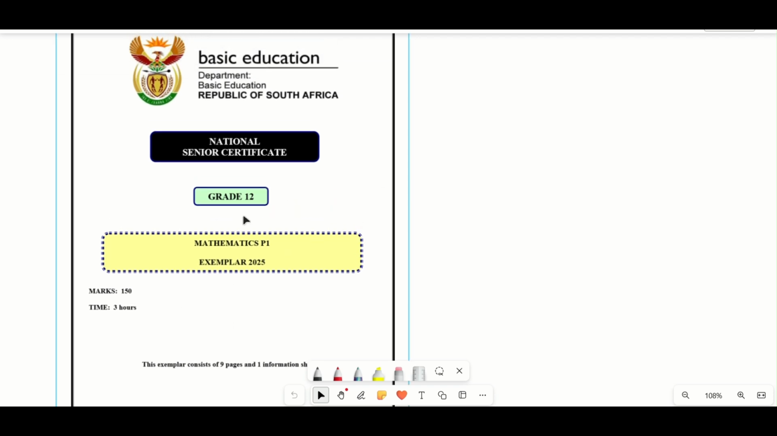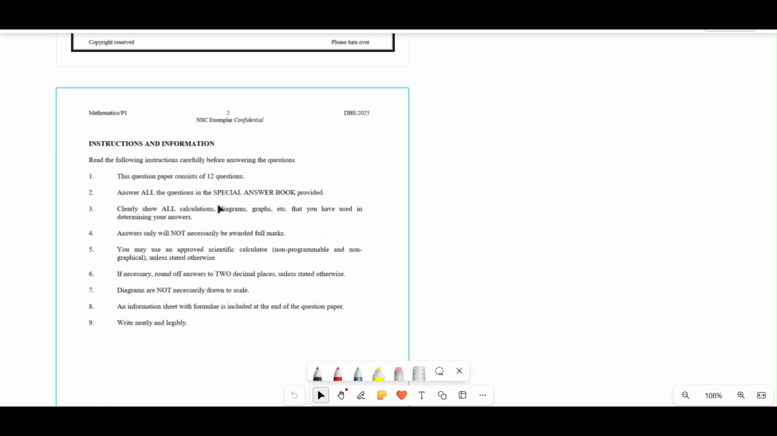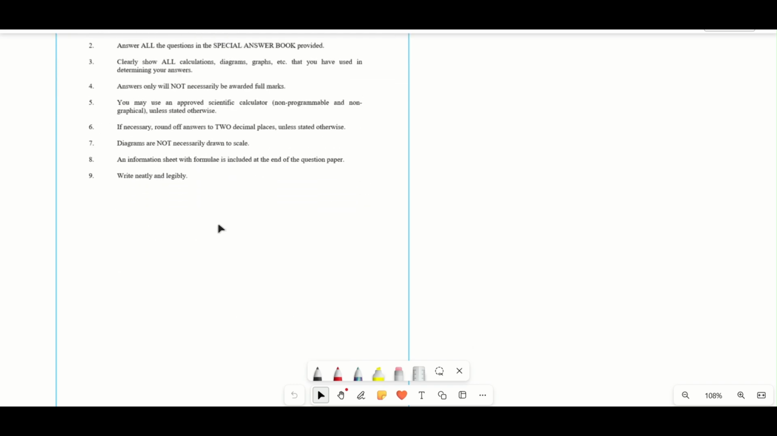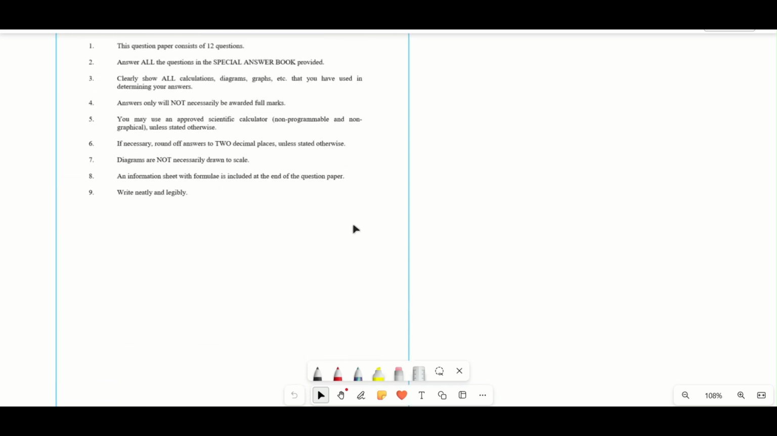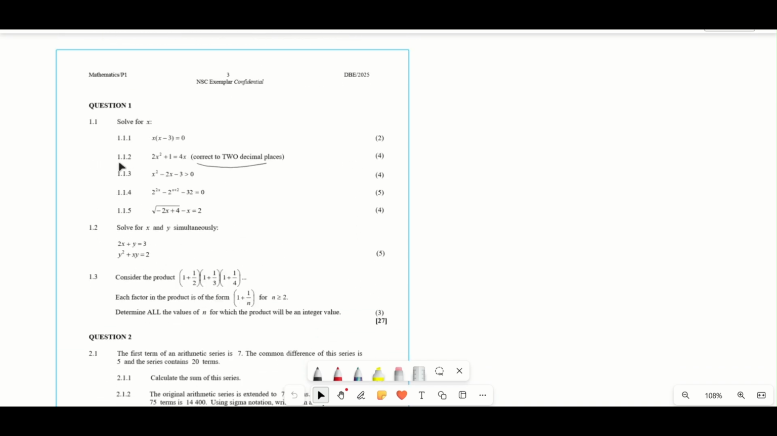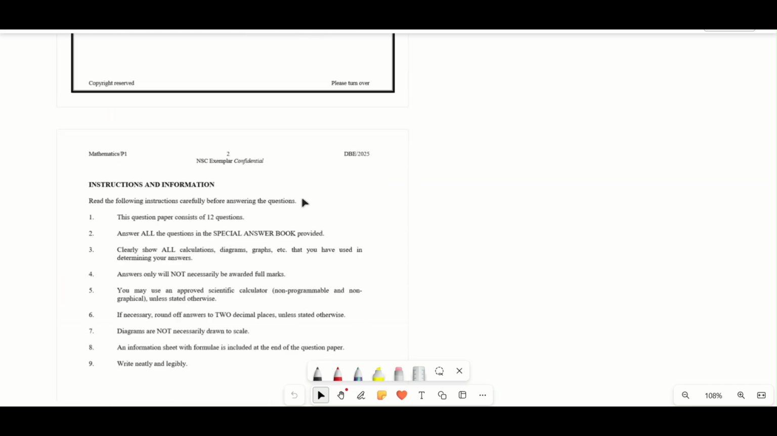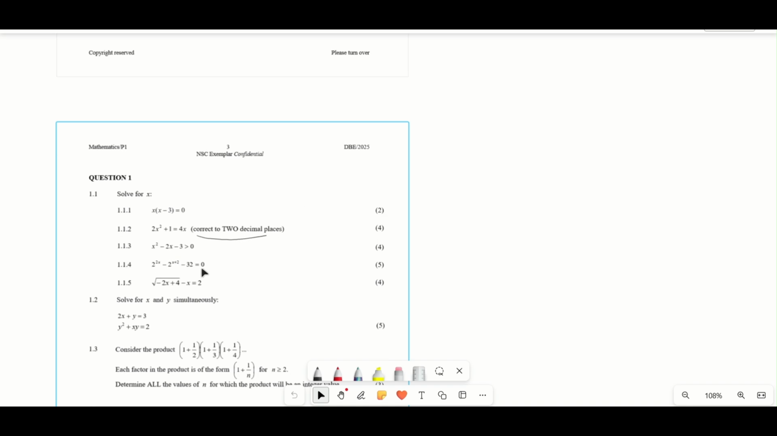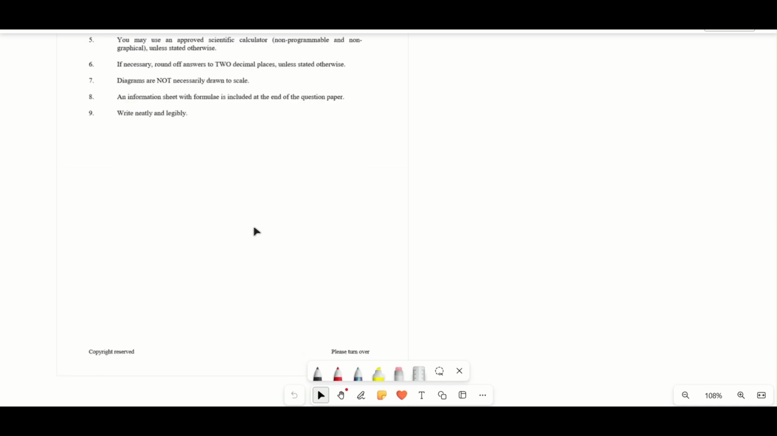I'll break this question paper into 12 parts because there are 12 questions. So there'll be 12 separate videos, one for each question. I'll break down each question so that you all understand what is required and how to solve these questions.